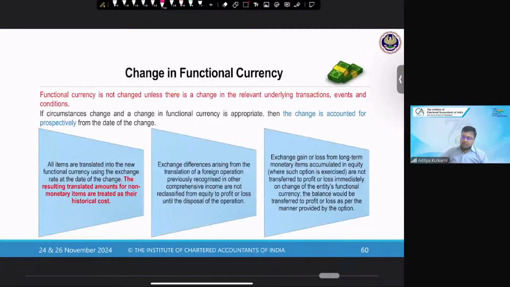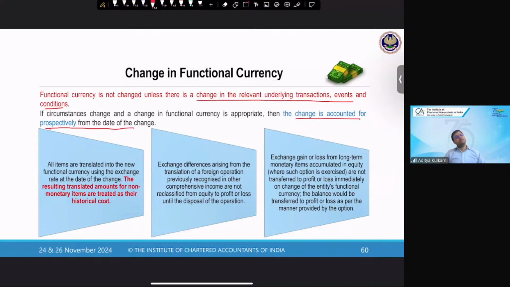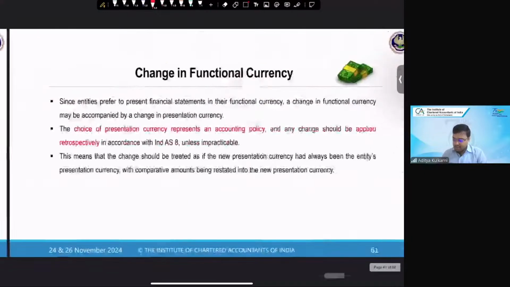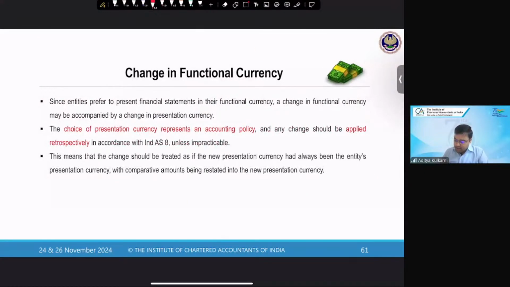Okay. Can functional currency change? Ideally, no. Ideally, it cannot change. But if there is a change in the relevant underlying transactions, events, and conditions, in rare circumstances your functional currency can change. If the circumstances change and a change in functional currency is appropriate, then that change is accounted for prospectively from the date of change. So you can just go through this. It is theory, nothing much more. The choice of presentation.